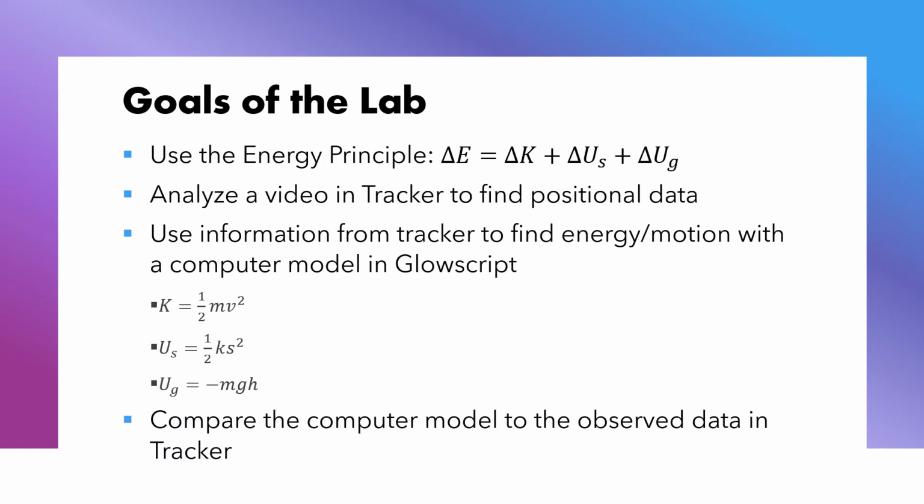The first goal in this lab was to implement the energy principle, which gives us ΔE, the total change in energy, equals the change in kinetic energy plus the change in potential spring energy plus the change in gravitational potential energy. I will then analyze a given video in Tracker to find positional data, which I will use in my GlowScript model to find the kinetic, spring potential, and gravitational potential energies with the formulas listed above. With these, I will be able to update the total energy, velocity, and position data, and iterate this process at each timestamp. Lastly, I will compare the computer model to the observed data.